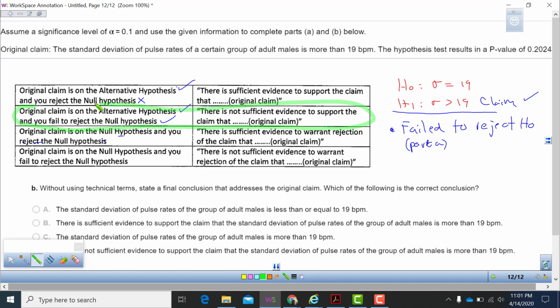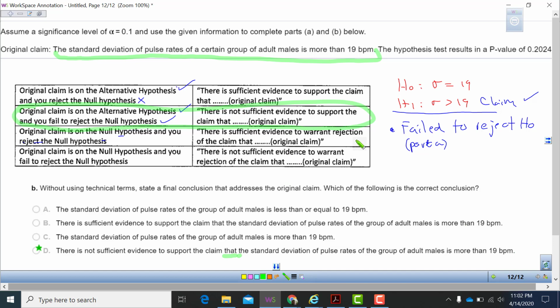So this is the way we word the conclusion. There is not sufficient evidence to support the claim that. So all you have to do for the rest of the paragraph is copy the claim. This is the claim. Just copy and paste like that: the standard deviation of pulse rates of the group of adult males is more than 19 beats per minute. That's how you word the conclusion.